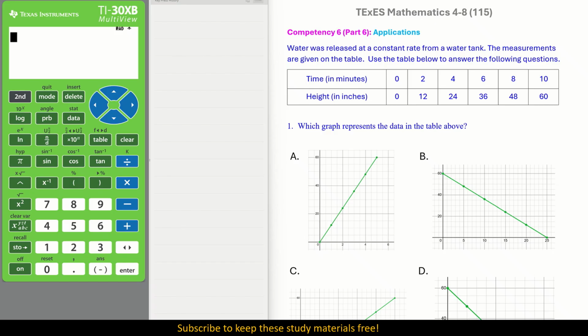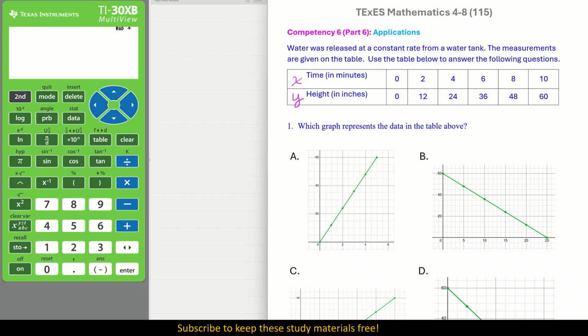Okay, one thing I do need to draw attention to is that 90% of the time, time is our x value here. So this should be our x, and then height would be our y. Now that we've said that, we need to look at each of our ordered pairs. So 0, 0 would be our first set of ordered pairs.